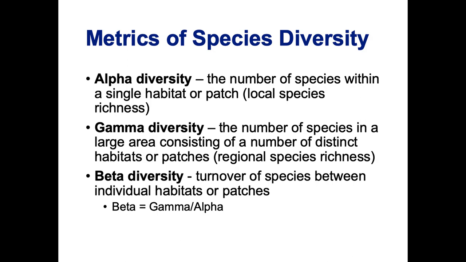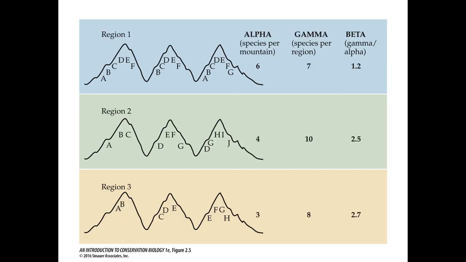So if all the ponds in our region had roughly the same kinds of species in them, then it would have low beta diversity because there's not really a difference. If each pond had a separate group of fish in it, its own kind of fish assemblage, then there would be really high beta diversity. So I'll show you another example here.